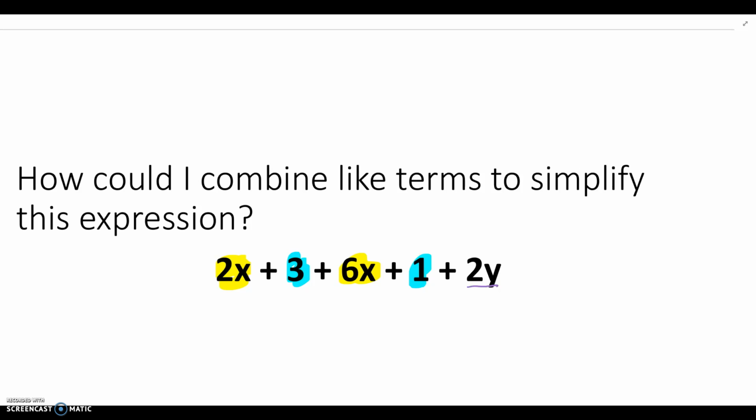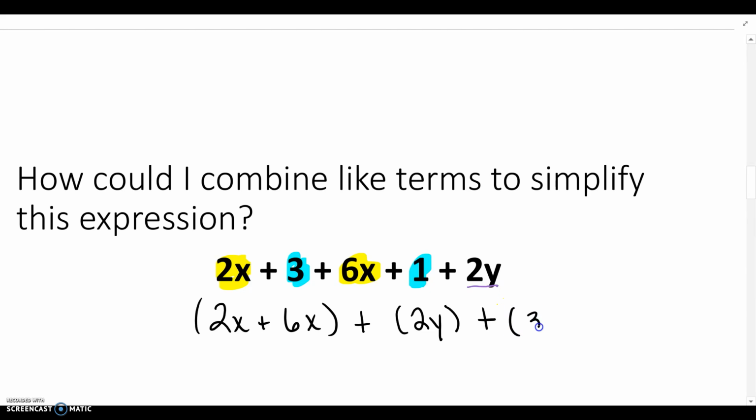In other words, you're going to add all of the x's together. So what we're really doing is we're adding 2x plus 6x. We're using the commutative property in our head. And then 2y, you don't really have to have parentheses. This is just a way to think about it. This is what I'm doing in my head. So 2y has nothing to add to it since there's no other y's. And then I can add my 3 and my 1 because those are just numbers.